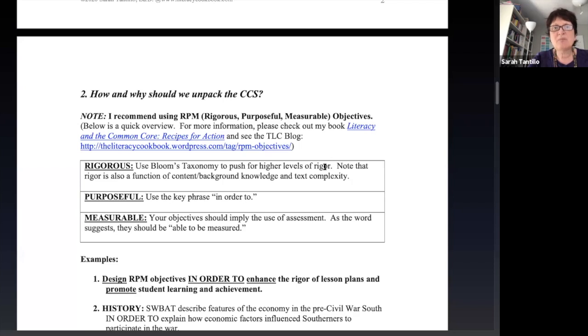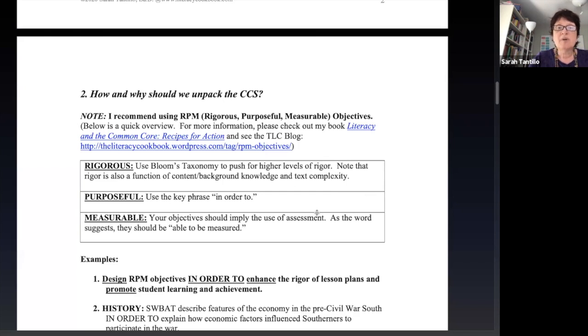When designing lesson plans, I recommend using what I call the RPM objectives approach: rigorous, purposeful, measurable objectives. And I've got a quick overview here. You can find more information in my book, Literacy and the Common Core, Recipes for Action. And then if you click on this link to my blog, you'll see a bunch of blog posts about it as well.